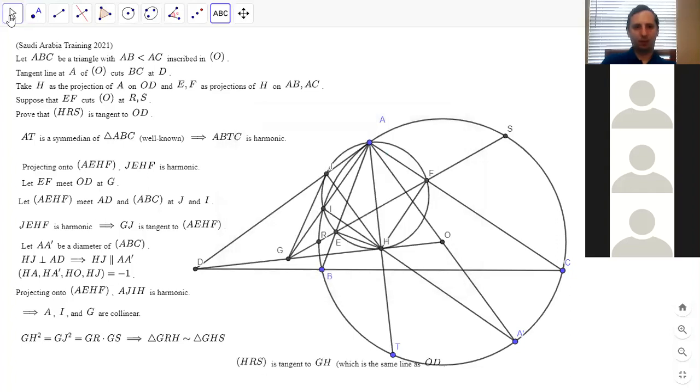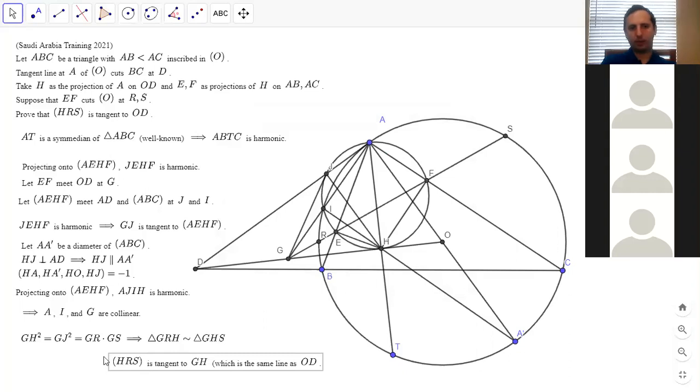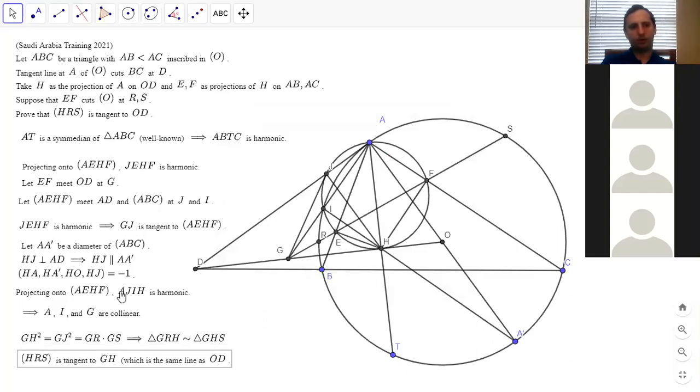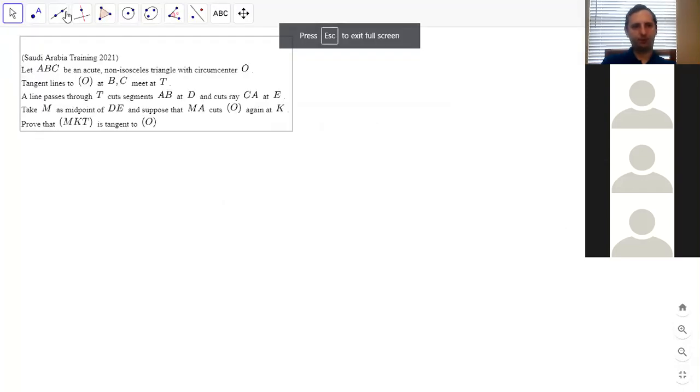So I'm going to move on to the next problem. But yeah, I think there was another way to do it. Maybe with harmonics, we could use poles and polars instead, like Khan said. Yeah, it's a nice solution. All right, so here's the next problem. This also looks like maybe an easier one.